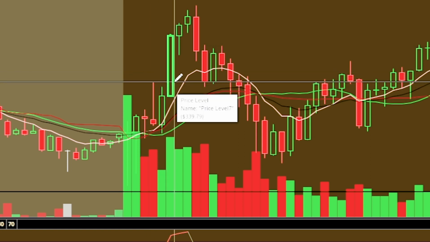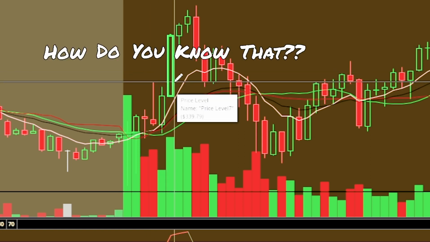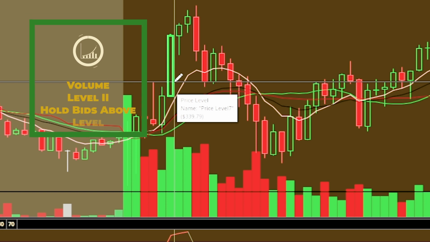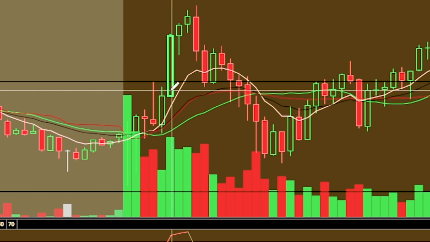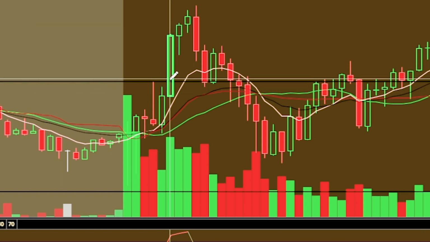Okay? You're saying, Grizzly, how do you know that? That's just, when I'm trading momentum off the open, I'm watching volume. I'm watching for the volume to go crazy. I have level 2 pulled up as well, watching the bids to hold above that level.